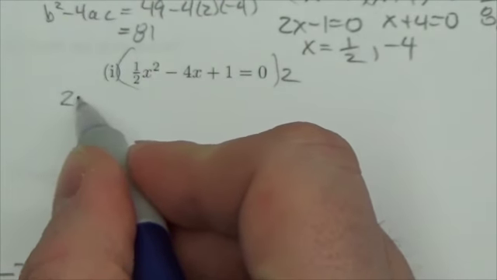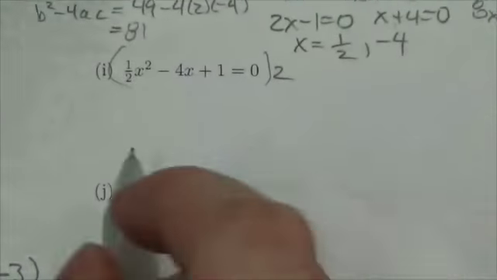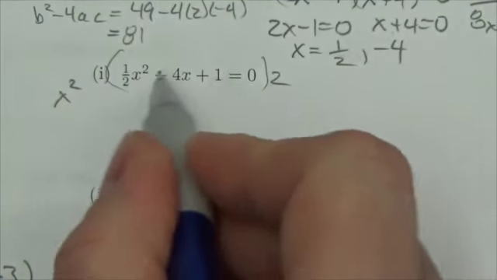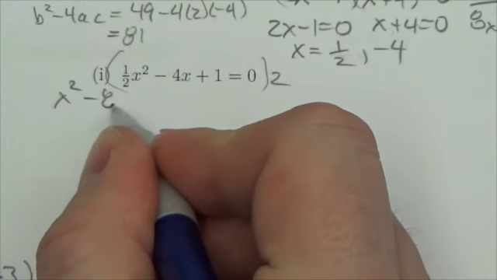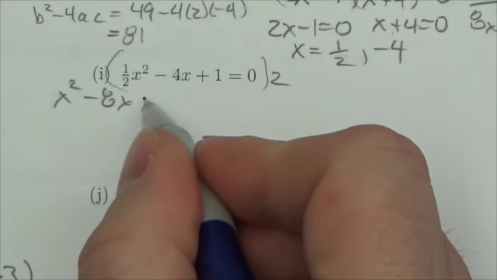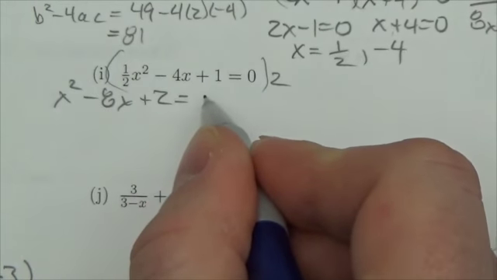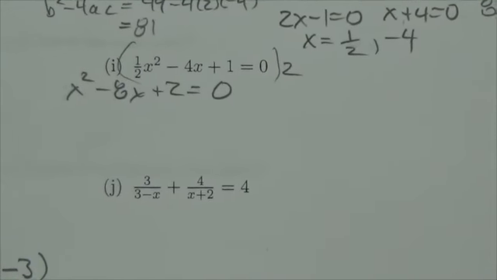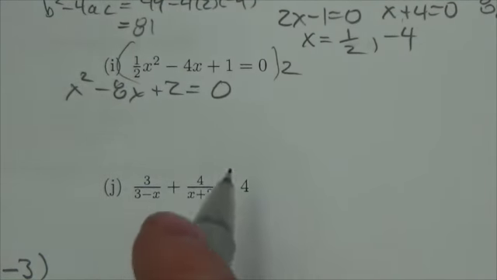That's going to give me... I'm going to do this in one step. I'm not going to do that in 2 steps. 2 times a half is 1, so we're just going to make that x squared. 2 times negative 4 is negative 8x. 2 times 1 is positive 2, and 2 times 0 is 0. So this equation becomes x squared minus 8x plus 2.